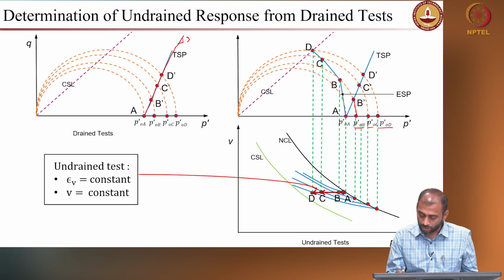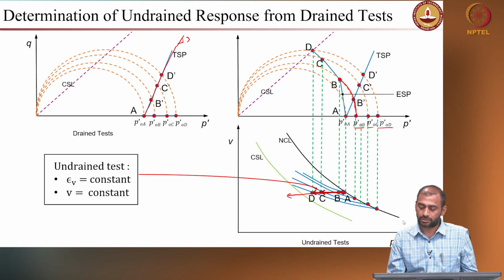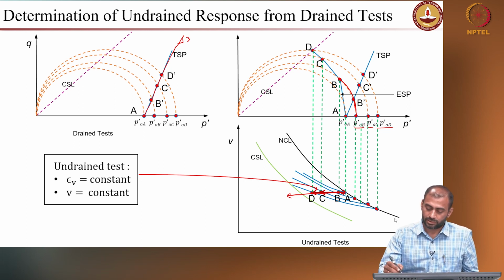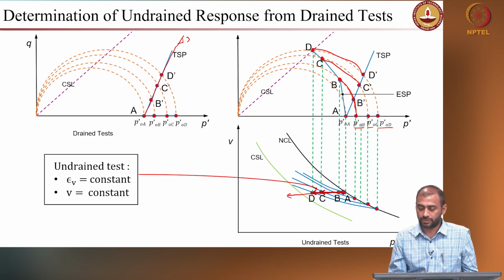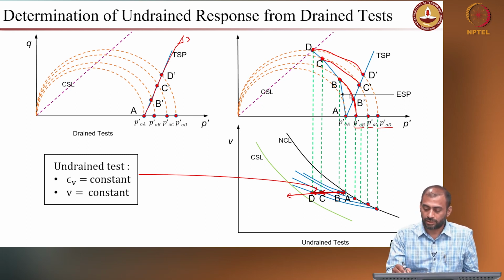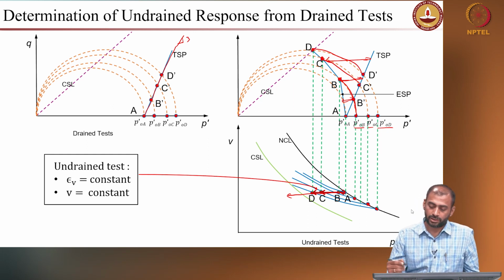And since you are trying to predict the undrained response, your specific volume is constant, so it will move along this line, right? So you know this point from your modified Cam clay, you can get this point on this particular failure locus, right? The point B on the failure locus can be determined. Similarly, the point C and the point D on the failure locus are obtained, right? So if you locate these, then you can find the difference between the total stress path and effective stress path to quantify the pore water pressure.